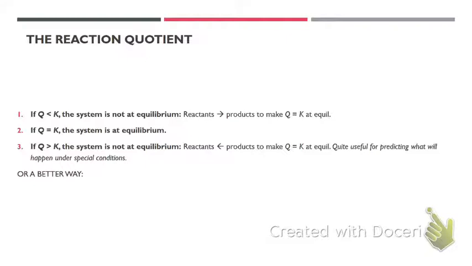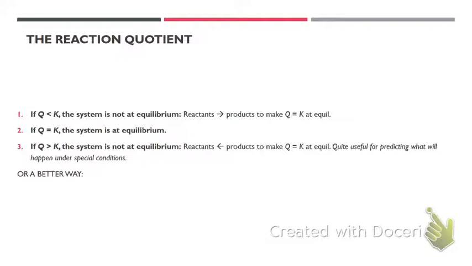Okay. If Q is less than K, the system is not at equilibrium, and the reaction will shift toward the products so that eventually Q will equal K. If Q is equal to K, you are at equilibrium, and if Q is greater than K, the system is not at equilibrium, and then you will shift to make more reactants to ultimately reach K. So I promise you they'll ask you questions and have you ask which way the reaction will shift, and you will be comparing Q and K.